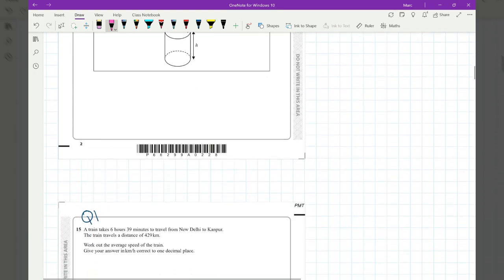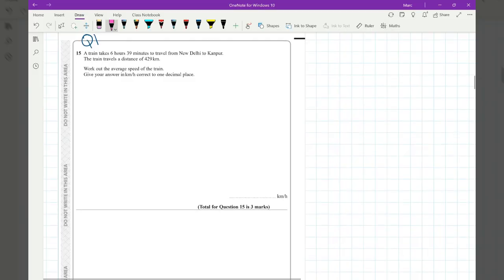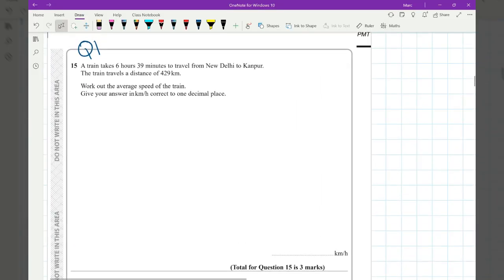Okay, so scrolling down, question 1. This is question 15 on the foundation paper. The train takes 6 hours, 39 minutes to travel from New Delhi to Kanpur. The train travels a distance of 429 kilometers. Work out the average speed of the train. Give your answer in kilometers per hour, correct to one decimal place.